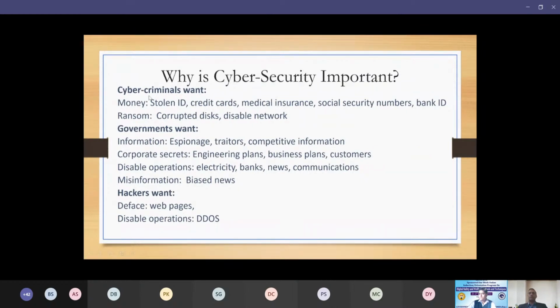Cyber criminals actually use ransom, probably by corrupting the disk or disabling the networks, and eventually force the user to spill out the required amount of money, or what you can say is extortion money.